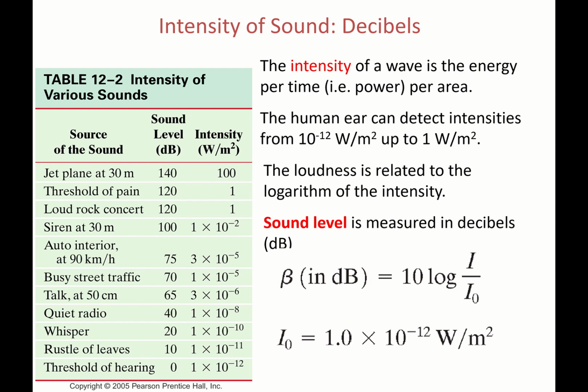And the symbol we use for sound level is a beta, and the unit is decibels, which is small d for deci and a capital B for bels. So the sound level in decibels ranges from 0 for the threshold of hearing all the way up to 140 for a jet plane at 30 meters. So a number between 0 and 140, that's something that's easier for us to wrap our brain around rather than comparing numbers that are in powers of 10.